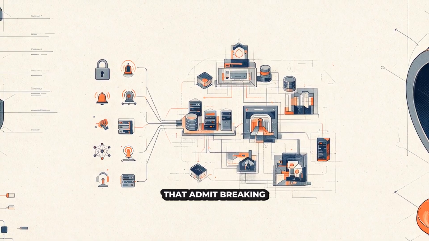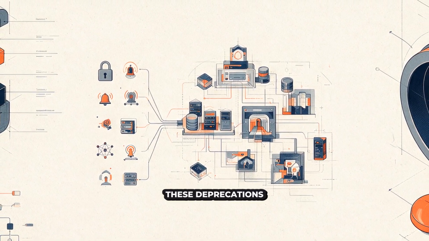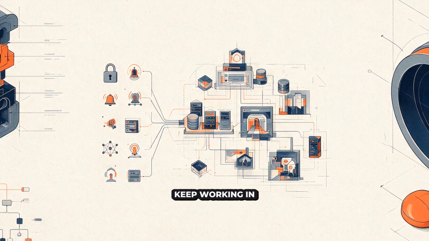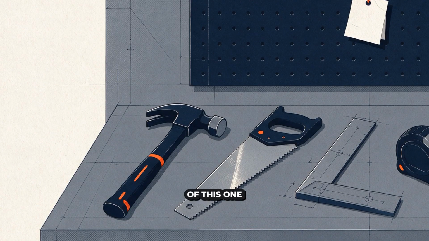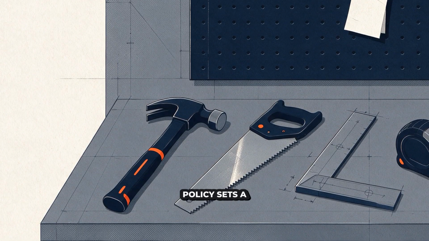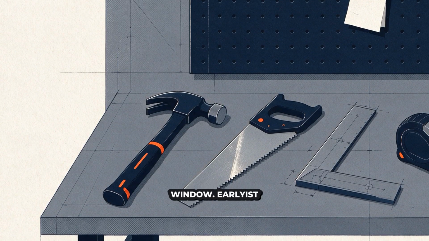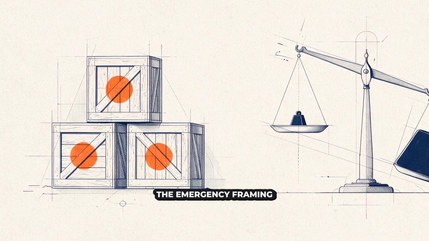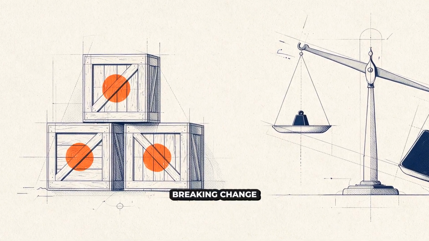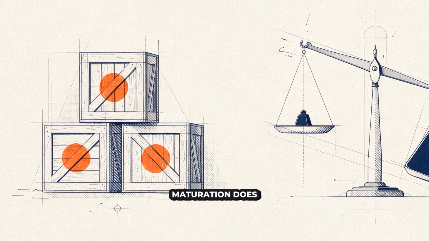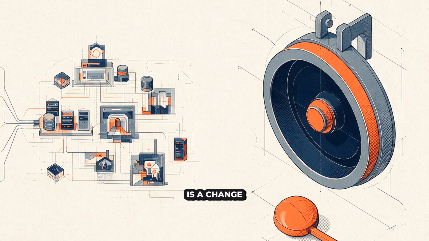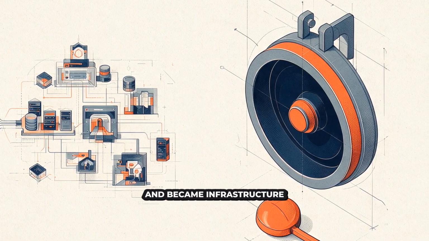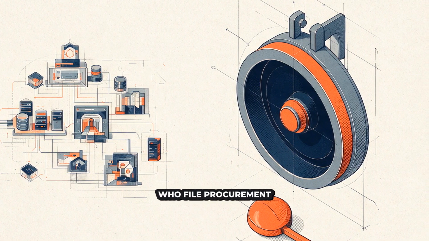And the same release notes that admit breaking changes also say these deprecations are annotation only. That the methods and capability flags keep working in every specification version published within a year of this one. And that the formal deprecation policy sets a 12-month minimum window. Earliest removal is July 28, 2027. So the emergency framing is manufactured. Breaking change gets clicks. Gradual maturation does not get clicks. What actually happened is a change of identity. MCP stopped being a clever desktop protocol and became infrastructure, designed for people who file procurement tickets.